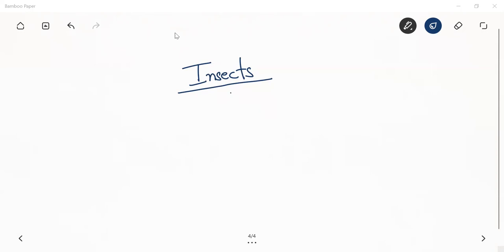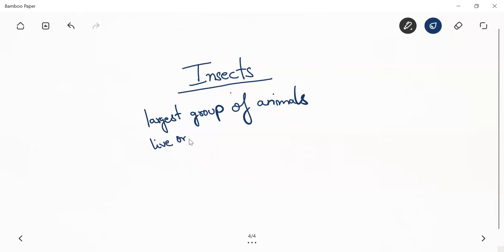Now, what do insects form? Which group? Insects form the largest group of animals living on the earth. They are found everywhere: on cold mountains, in hot deserts, in dense forests, and also in water. Most insects live on land. Many live on plants and some live in the soil.